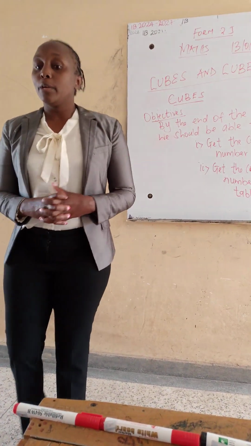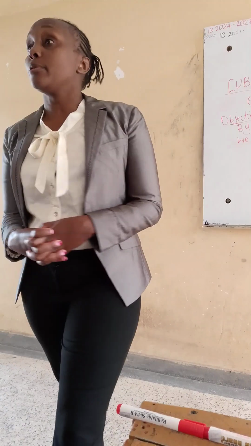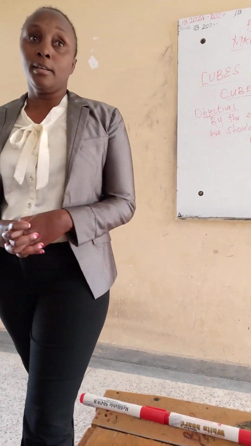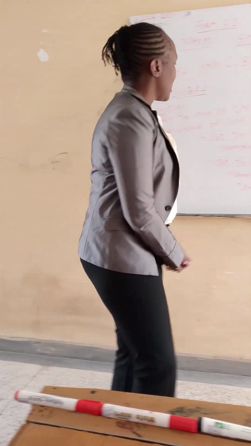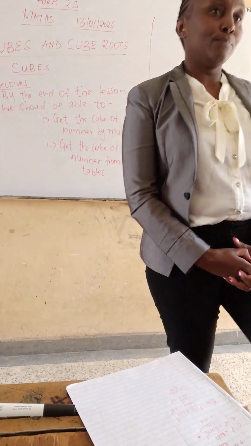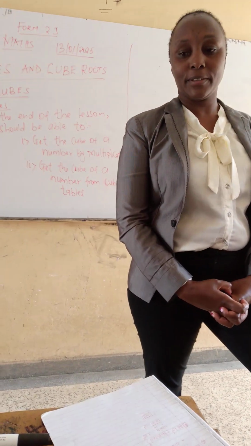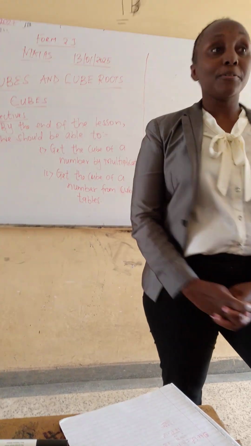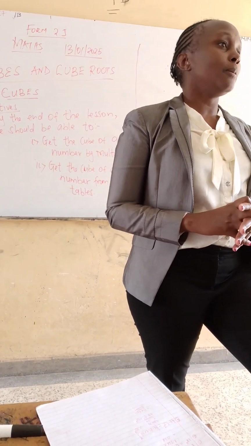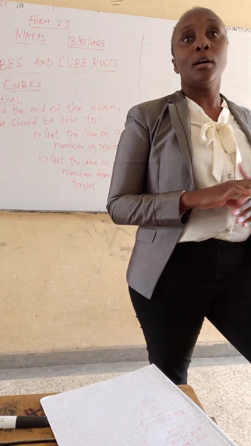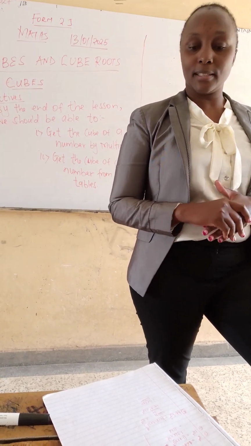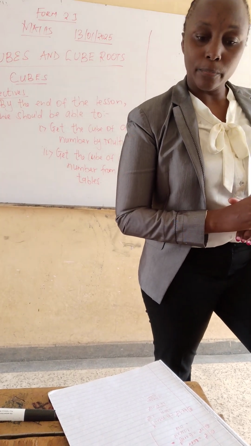I want to believe in Form 1 we learned how to use mathematical tables. Did we learn? Yes. What topic did we learn about reading from tables? Squares and square roots. Quite impressive. Now that we have knowledge on how to read from the tables, we shall not use so much time. Let's get straight to an example.